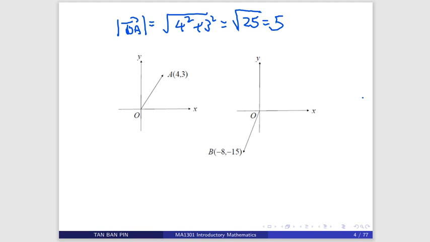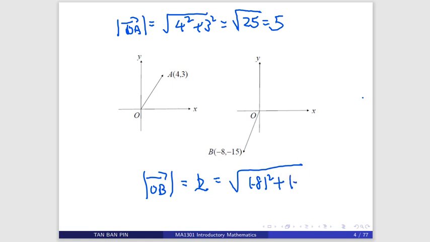Next, we can write vector OB. So we can talk about the magnitude of vector OB. It will be denoted by small b, and will be just the square root of minus 8 squared plus minus 15 squared. So it will be the square root of 64 plus 225. So it's the square root of 289, which will give you 17.